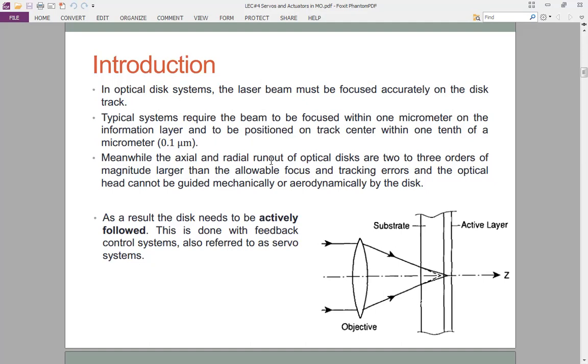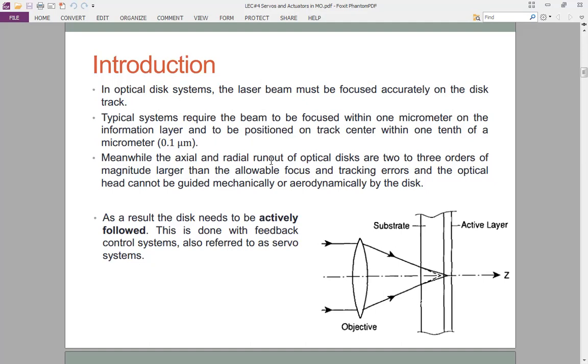That question is answered through what we call the servo systems. The servo systems ensure that if the disc shifts slightly, either radially or axially, the laser spot does not lose the track. The laser spot does not lose the track, because if it loses the track, then information will not be read or written properly.